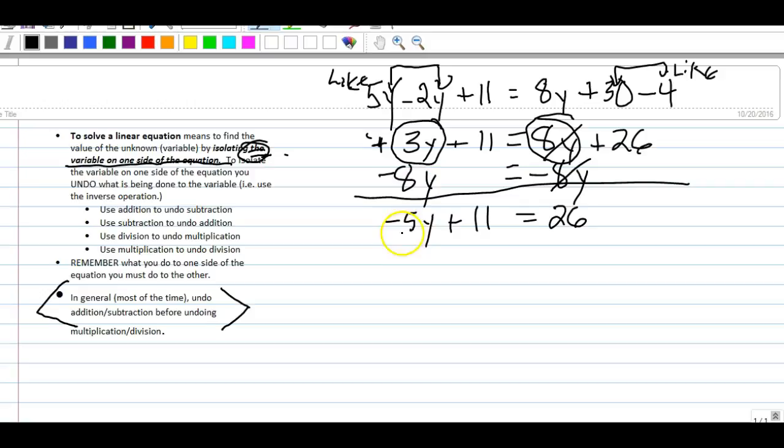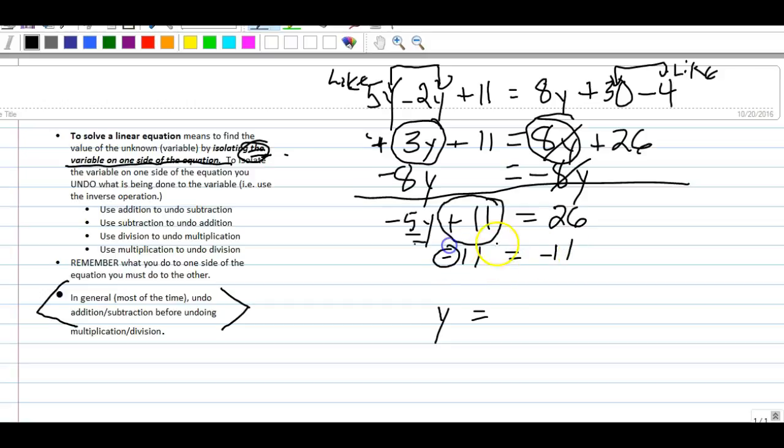Now I have a pretty simple equation remaining, a lot simpler than what I started with. So now, in order to isolate the variable, I've got to go from this current equation to one where I have isolated the y on one side of the equation. So I need to undo the addition of 11, and I also need to undo the multiplication by minus 5. Now remember, we use subtraction to undo addition, so I'm going to subtract 11 from both sides of the equation.